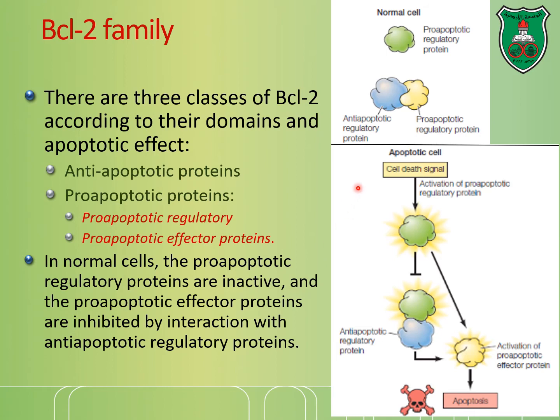Okay? So what happens in an apoptotic cell is that you have a certain signal that activates the process of apoptosis, that would activate pro-apoptotic regulatory proteins. These proteins would then interact with anti-apoptotic regulatory proteins, releasing their inhibition on the pro-apoptotic effector proteins, which do the action. So what we have here is these pro-apoptotic regulatory proteins being bound to anti-apoptotic regulatory proteins.